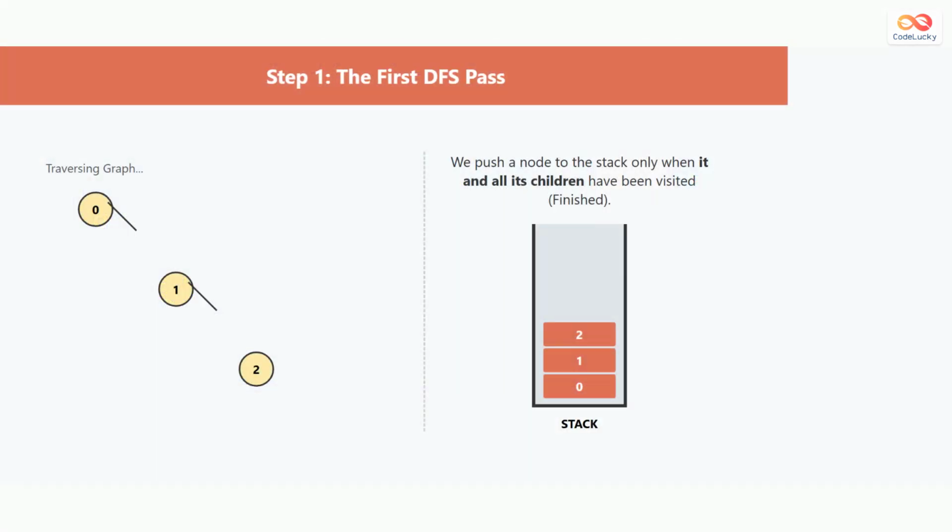Let's break down step 1. We run a standard depth-first search on the graph. The key here is to keep track of when a node finishes processing, meaning we have visited all its children. As each node finishes, we push it onto a stack. This ensures that nodes that finish later sit at the top of the stack.